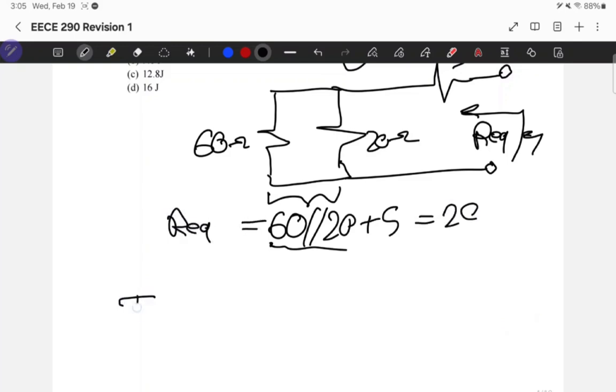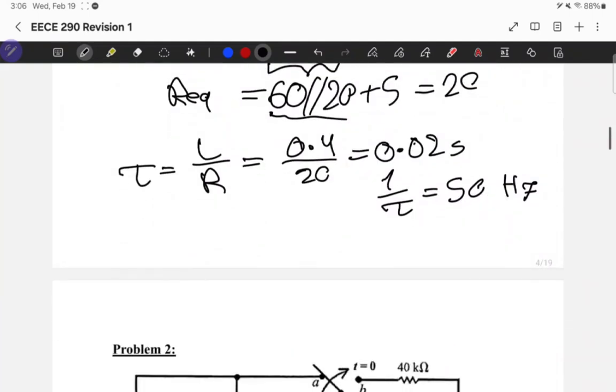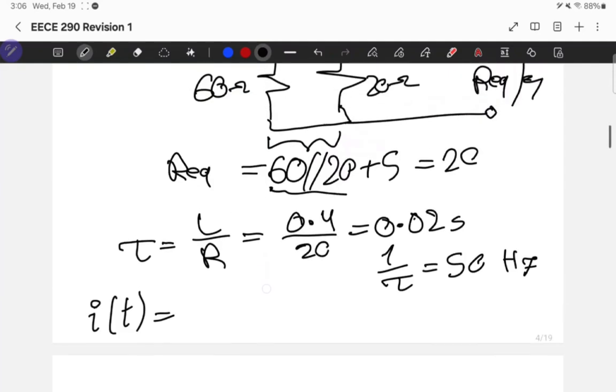So easily we get tau is equal to L over R, which is 0.4 over 20. This is equal to 1 over 50, so 0.02. So 1 over tau is equal to 50. This is in seconds, this is in hertz. So we have I of t equal to the initial current, 16, exponential minus 50t, given in ampere. The 50 comes from 1 over tau.